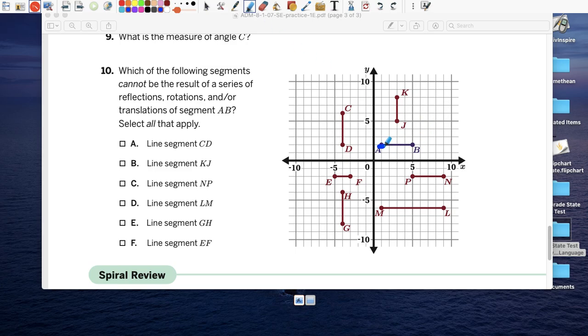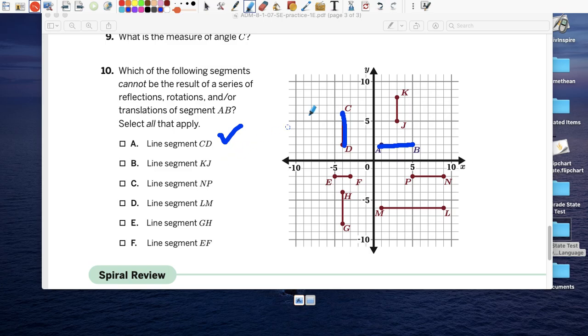Here, we had this line segment AB, and then obviously a lot of things happen to line segment AB. So here's AB. Line segment CD. Is there a way of making AB look like CD? Yeah, we can rotate it. Is it the same length? 1, 2, 3, 4, 1, 2, 3, 4. So this one is okay. Again, remember, same exact image, except that it's been translated, rotated, or reflected. So AB can definitely be CD.